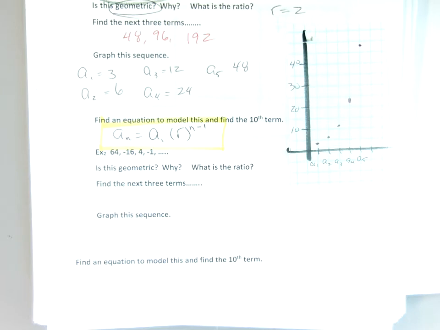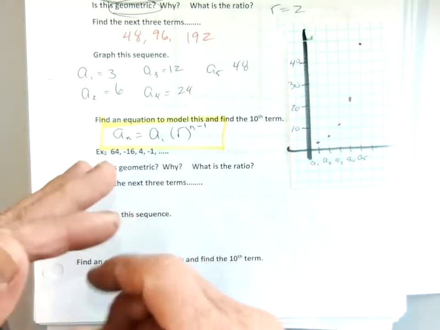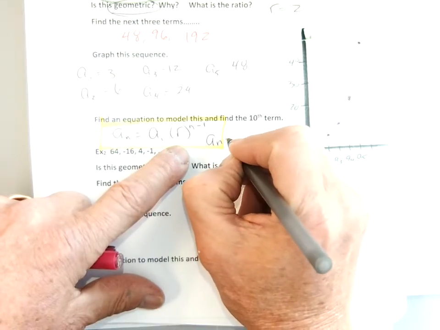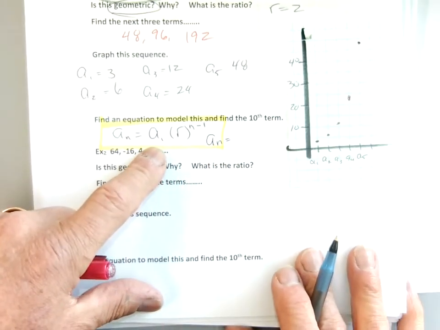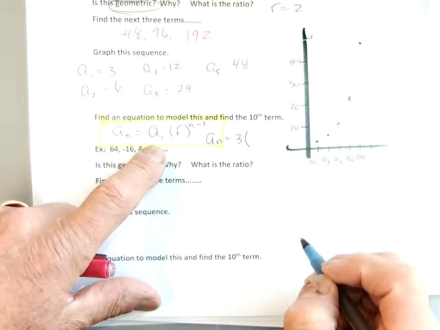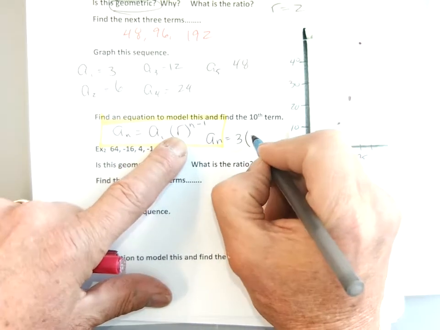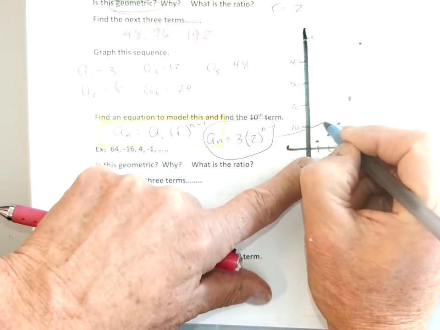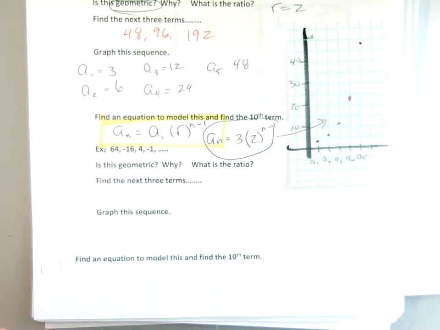Okay, now, making the formula is easy. If you have the general form, then my formula is going to be a of n equals a1. What's my first term? 3. What's my multiplier? What's my r? To the n minus 1 power. That's the formula for that geometric graph. That's it.